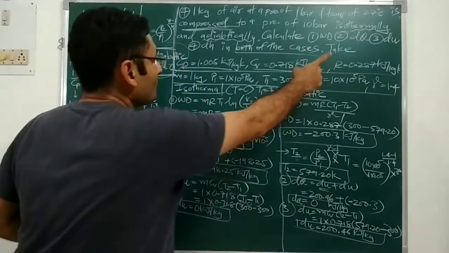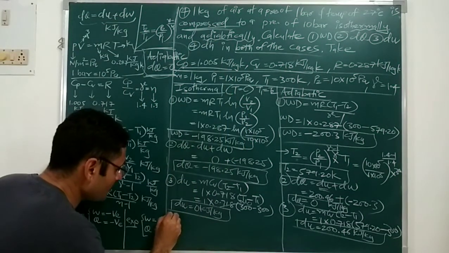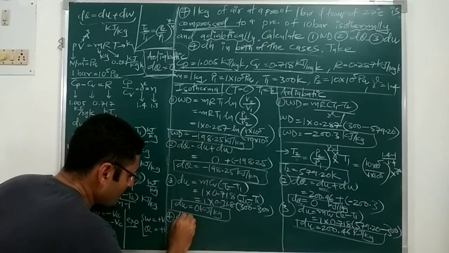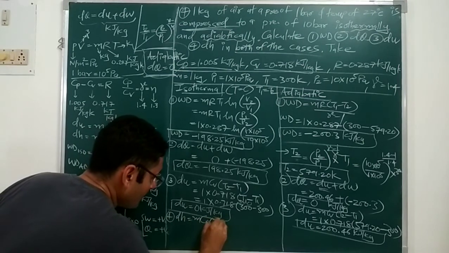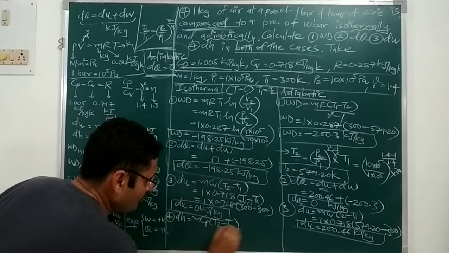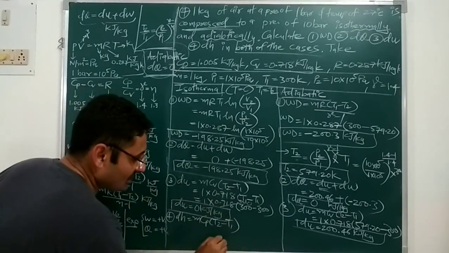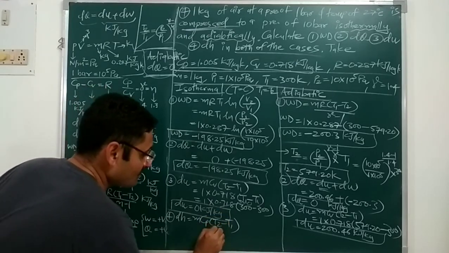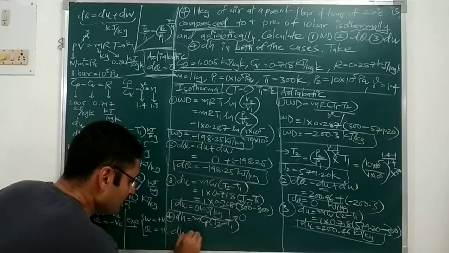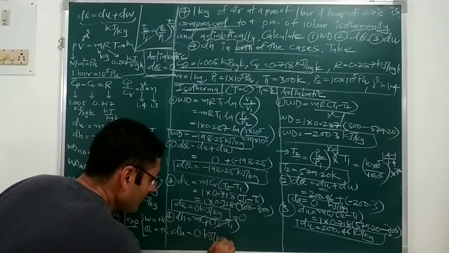Okay. The last one for both is change in enthalpy. So it will be dH equals mCp (T2 minus T1). As we know, for an isothermal process, temperature is constant. That means T2 equals T1. So that term will be 0. So the dH answer will be 0 kilojoule per kg.